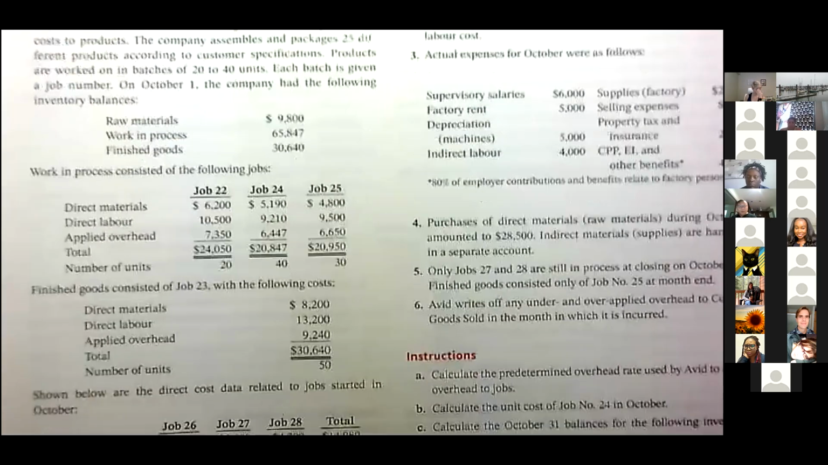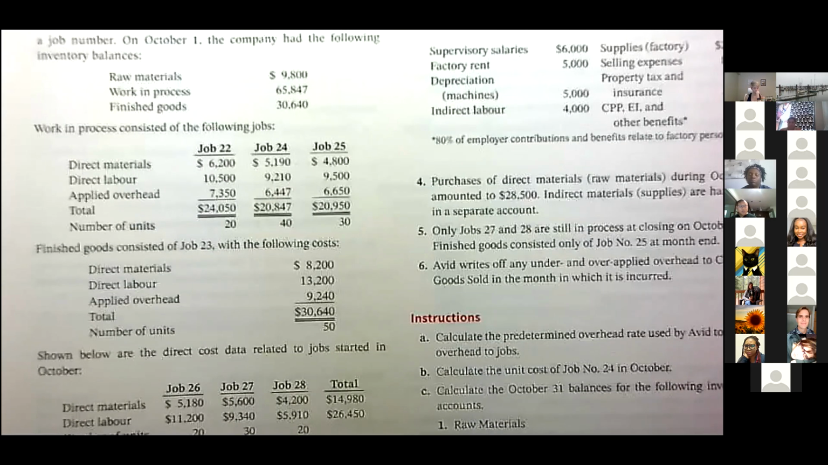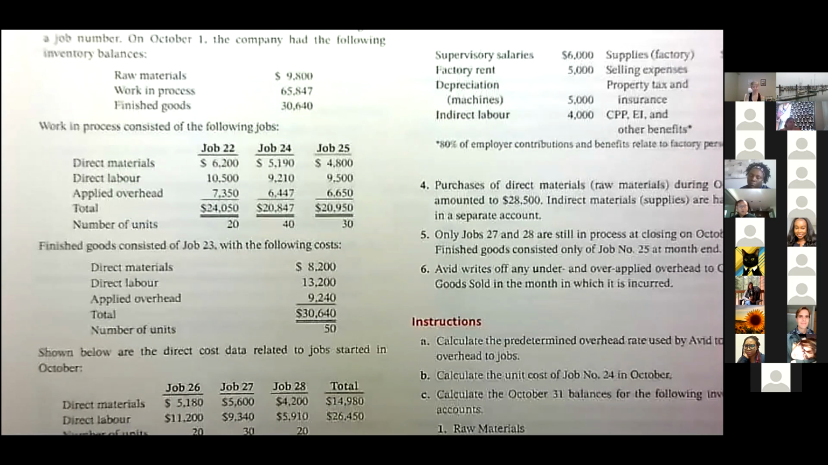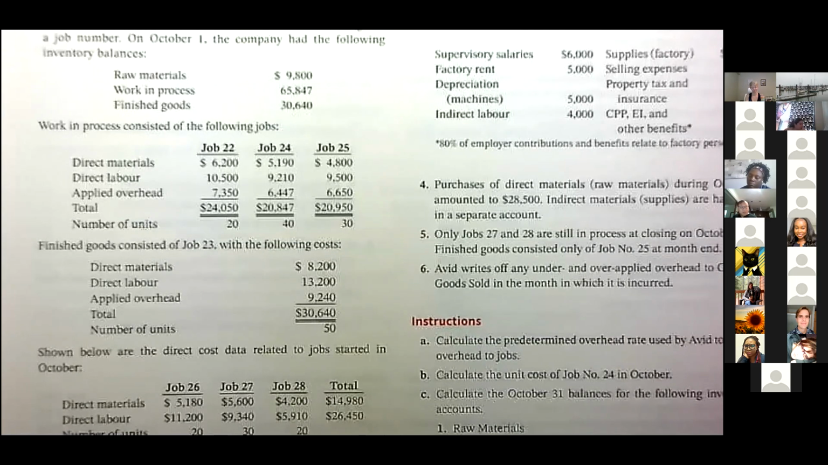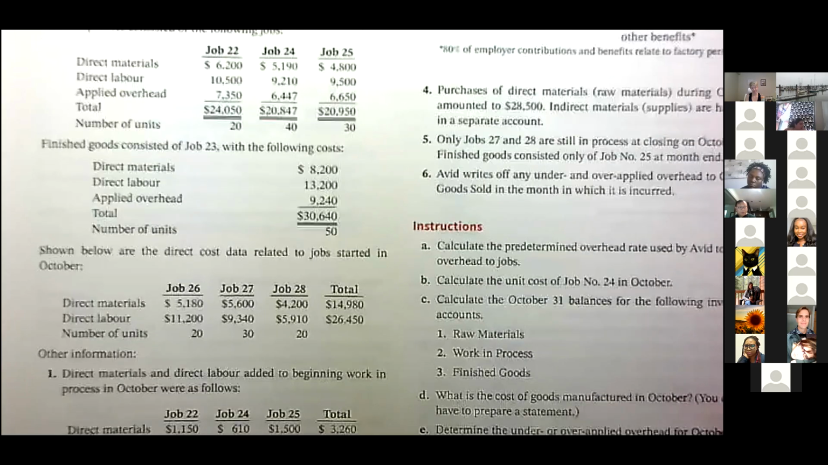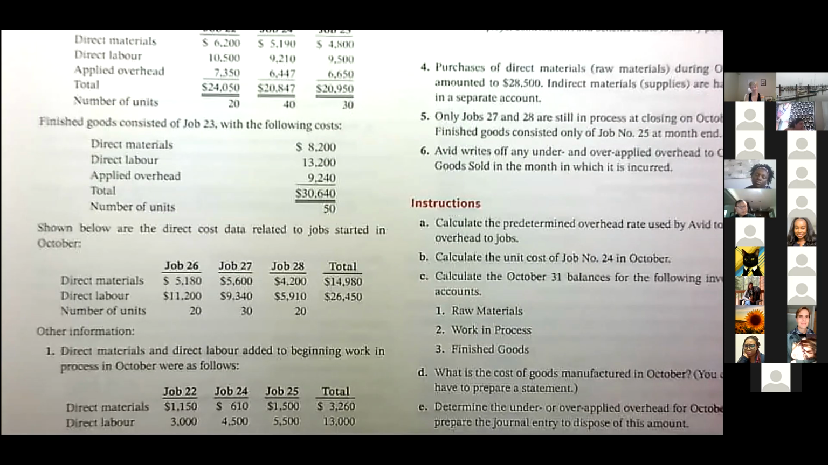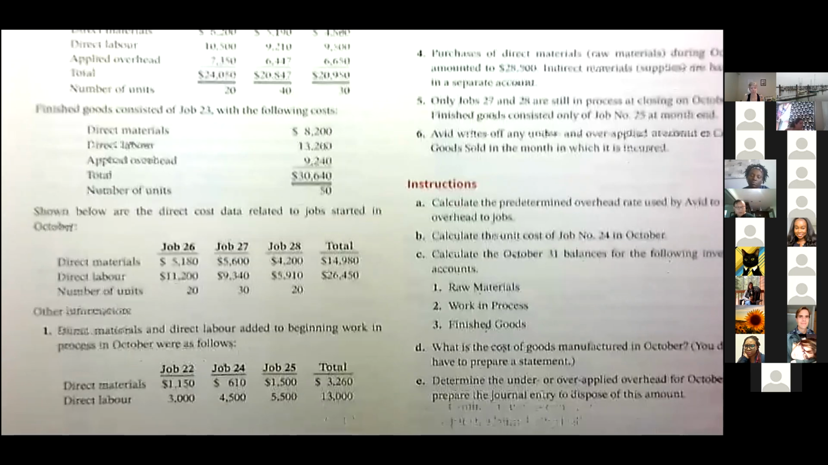So then let's keep going. The finished goods consist of job 23. So they finished job 23, and you have all the cost information and also the number of units. And then we have more information. Jobs 26, 27, 28 are the jobs started in October. You can see the direct materials, direct labor, and the number of units.